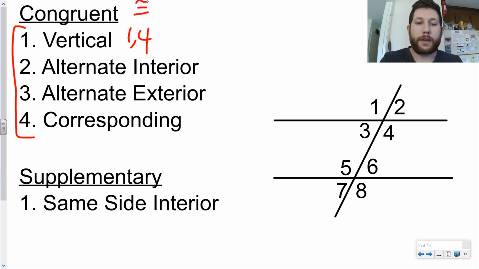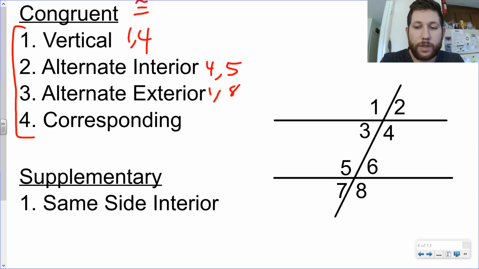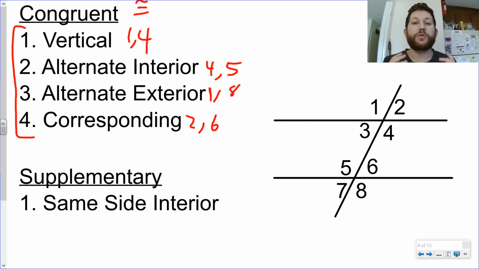Alternate interior angles, so that'd be like 4 and 5 would be alternate interior. Those are also congruent. Alternate exterior, 1 and 8 would be congruent, and corresponding, something like 2 and 6. And there's more angle pairs than these, but these are the ones I'm listing. Those would all be the same size. They're all congruent. So for example, if angle 2 is 70, angle 6 is also going to be 70 degrees.